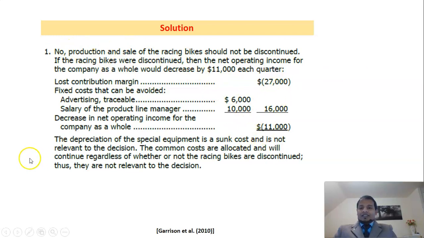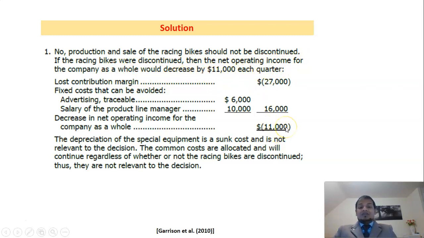So based on our analysis, we can say that if we close it, we would be in loss. So that means the recommendation is no, the production and sale of the racing bike should not be discontinued. That means it should continue, right? Production should continue. If we discontinue, then we would be at loss. So what's the analysis? If the racing bikes were discontinued, then the net operating income of the company as a whole would be decreased by 11,000.